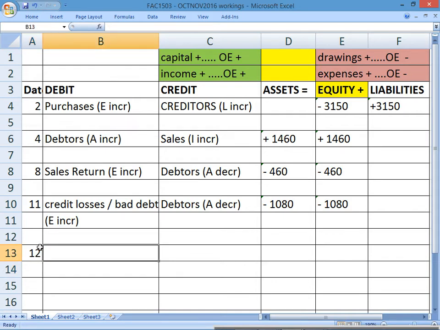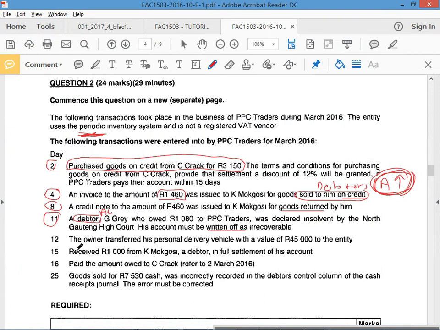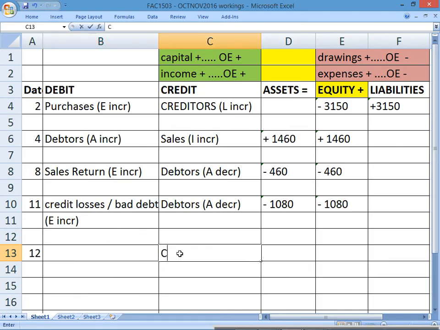12. Again, apply the interpretation. Interpretation is everything. Number 12 says, the owner transferred his personal delivery vehicle with a value of 45,000 to the entity. What stands out for you guys here? Good. Owner giving the business a vehicle. Right, so capital, I'm happy with that. Okay, that's an easy one. That's bonus, right? Why? Because capital is C for capital, C for credit. So without thinking, you can put that there. You don't even have to put capital credit. If you want to, you can. C for capital, C for credit, it's going to go there. Okay, capital affects owner's equity how? Positively. So plus 45,000.